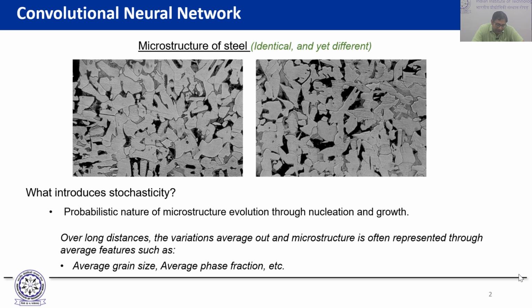Now, if you look over long distances, you will notice that the variations will average out and the microstructures can be reasonably well represented by using even some fairly simple average features like what is the average size of the grain, what is the phase fraction in the microstructure on an average, and so on and so forth. So these things stay the same, but then the exact spatial correlations and location of the phases will change a little bit. So you have a little difference if you look at things spatially.